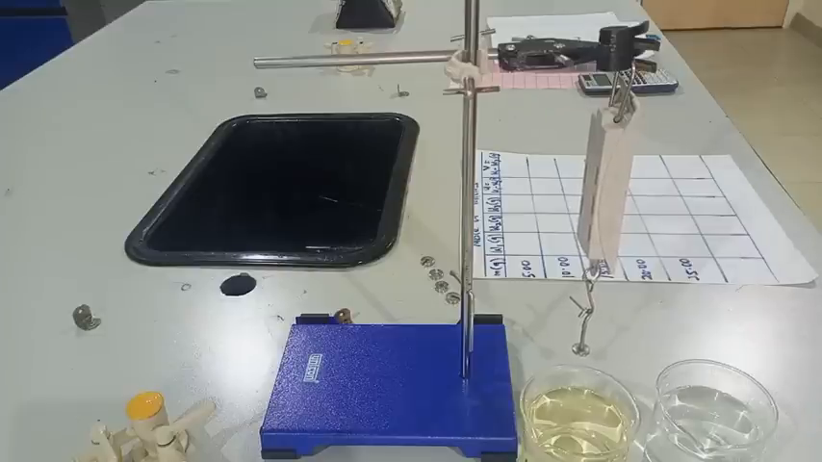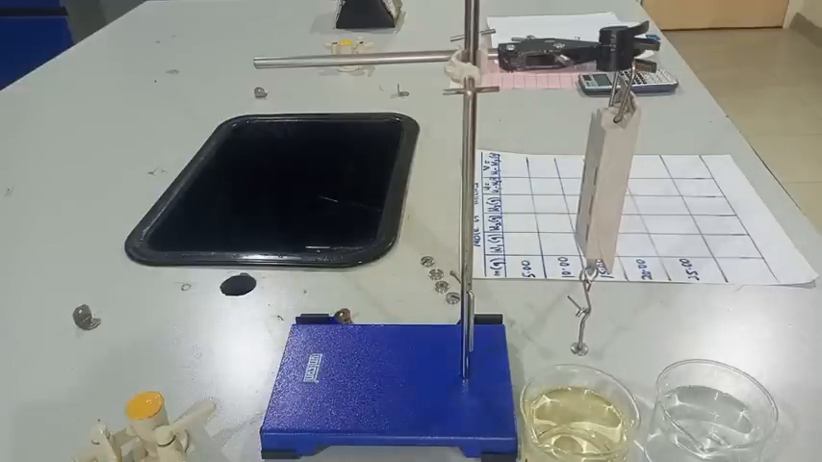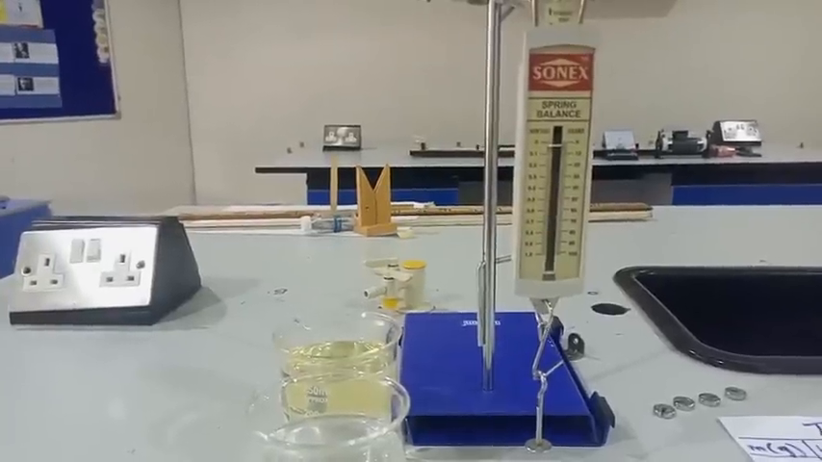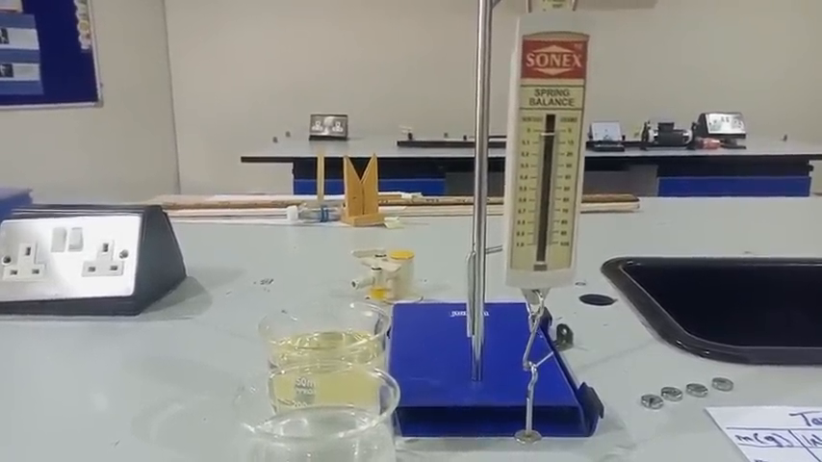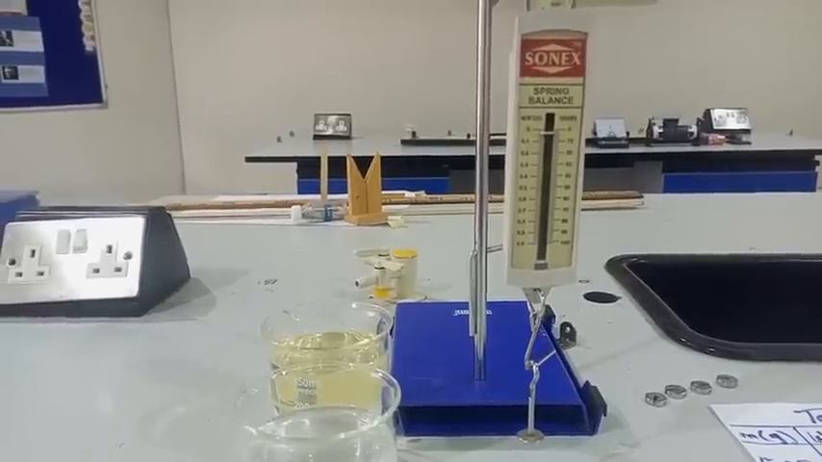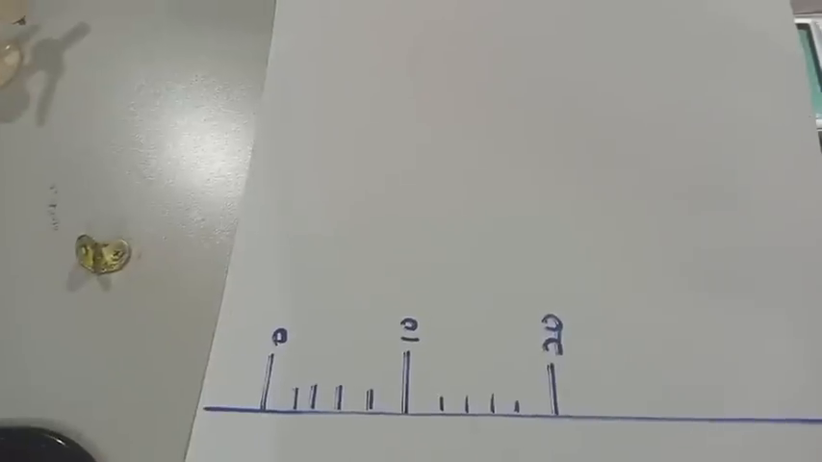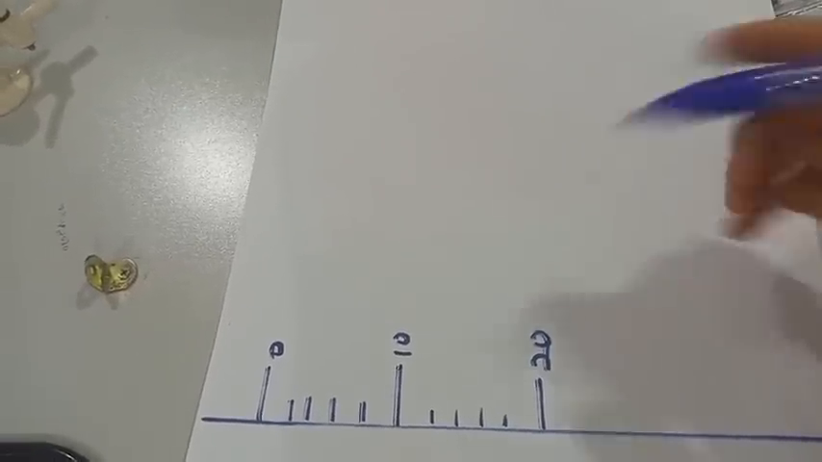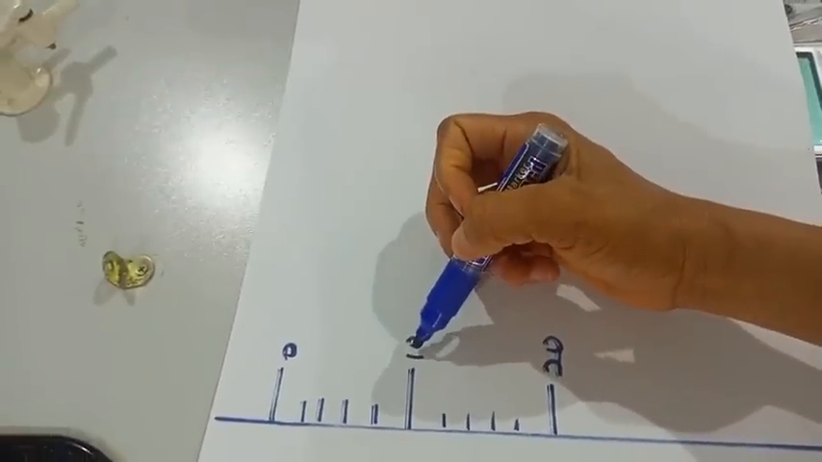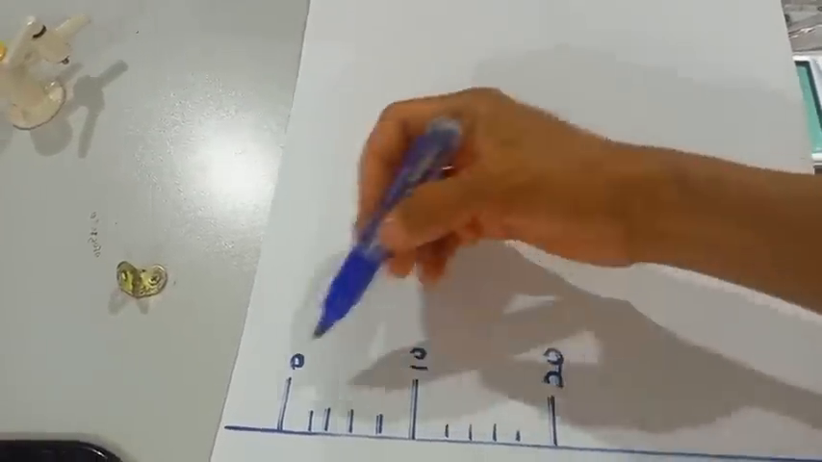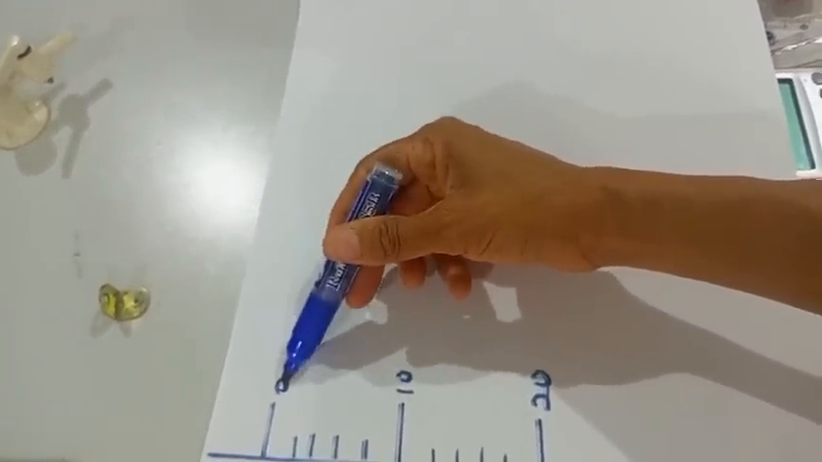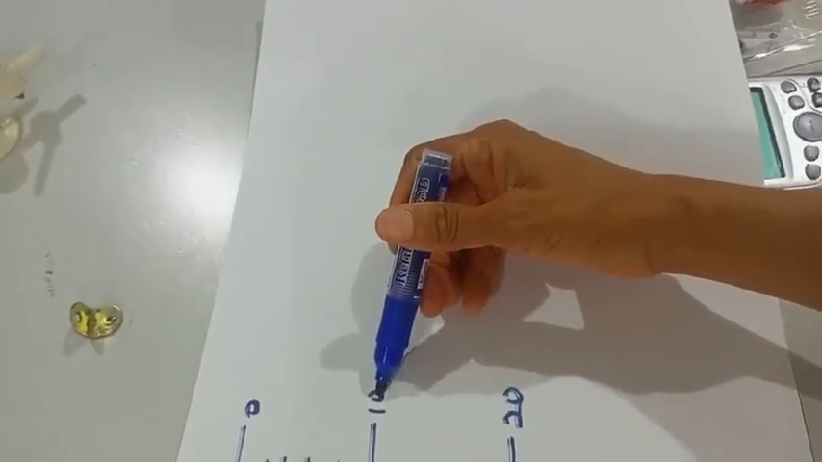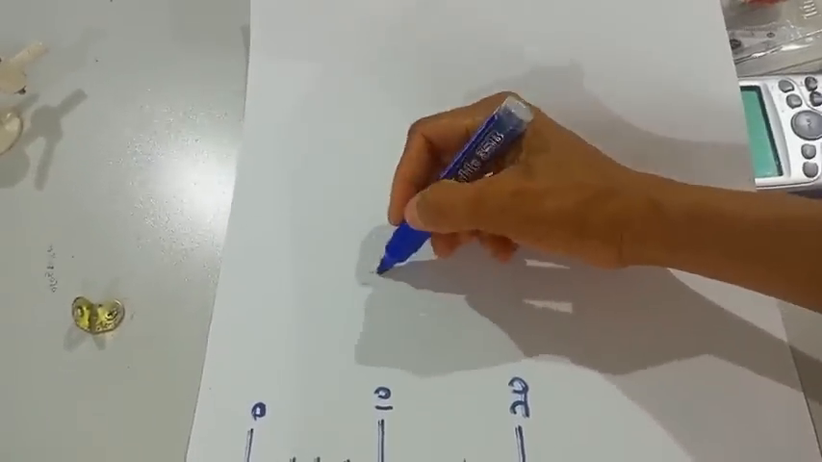Please, while taking the reading, avoid error due to parallax. The weight in air is 4. Let me show you how to know the exact reading correctly. Remember that on the spring balance, the distance from this point to this point is 10, then 20. How do you get these lines in between? 10 minus 0 is 10, 20 minus 10 is 10. So the interval is 10.